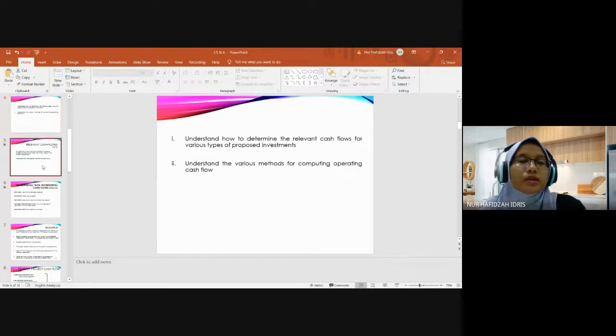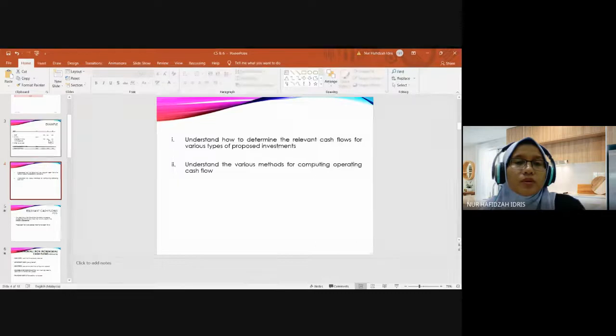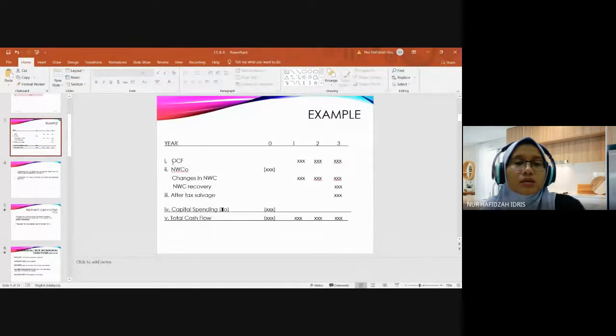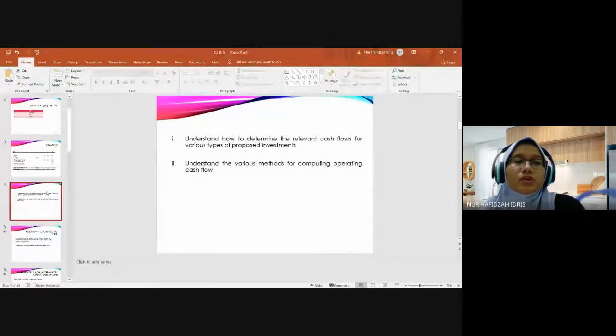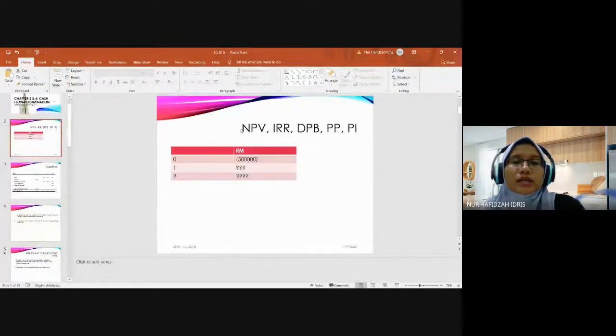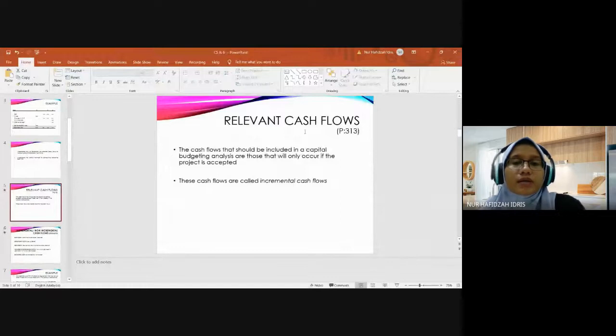Okay, this one. So, before we proceed, before we want to construct the cash flow of the project, the first thing is we need to know what are the relevant cash flow that should be incurred in order to calculate the NPV and IRR for this project. This thing we call the relevant cash flow, the cash flow that should be included in the capital budgeting. So again, what do you mean by capital budgeting?